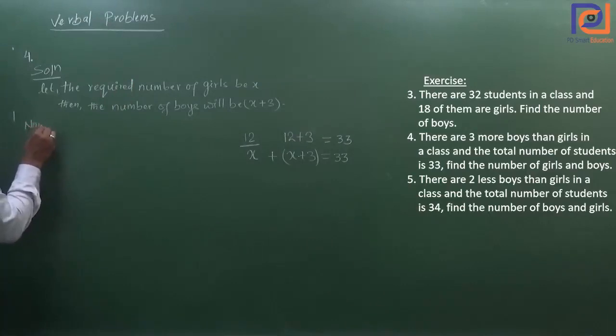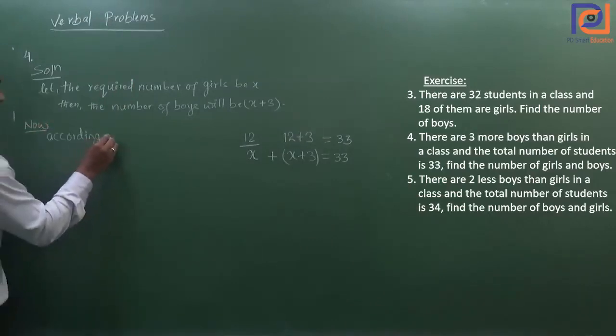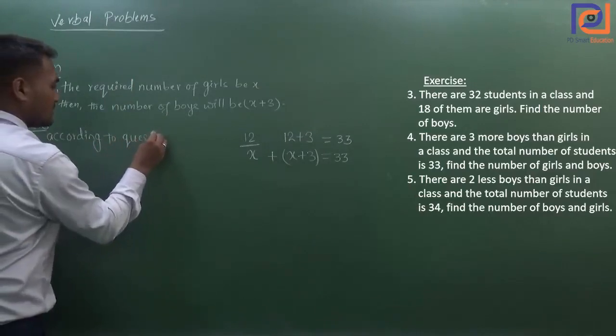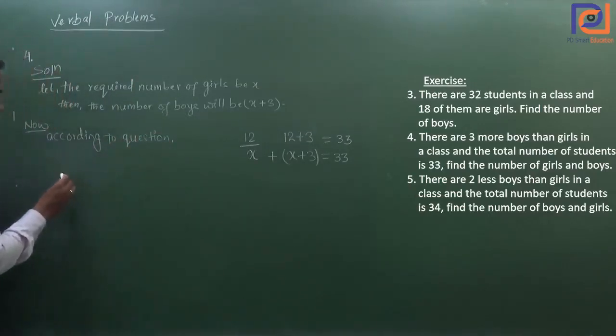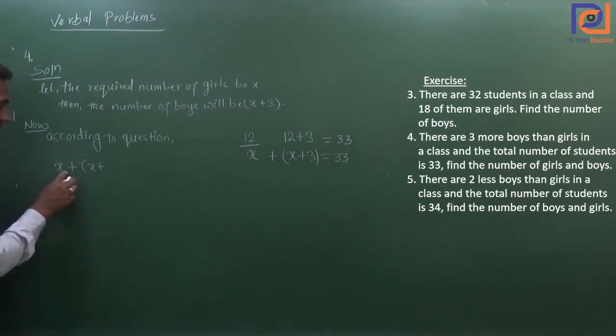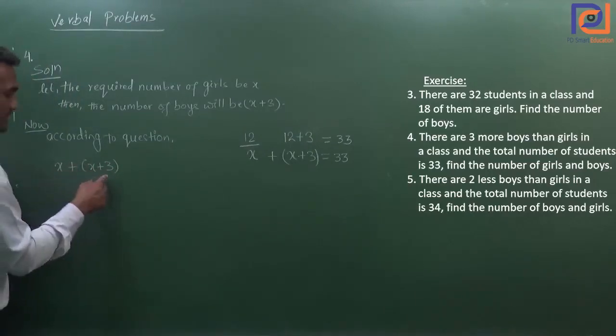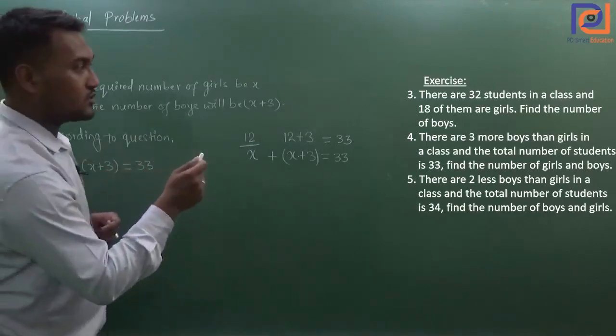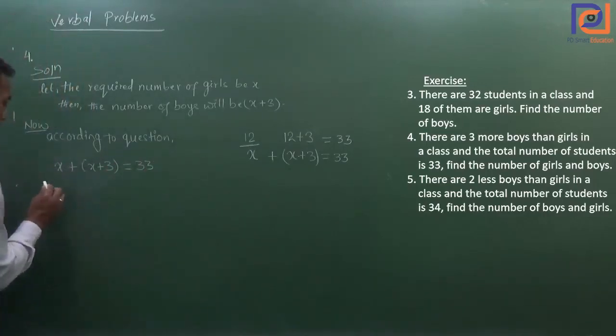Now according to question, now just see here, you need to add number of boys plus number of girls. Sorry, number of girls plus number of boys. The x is girl, no? So number of girls plus number of boys is equals to 33. It's given there because the total number of students is 33.